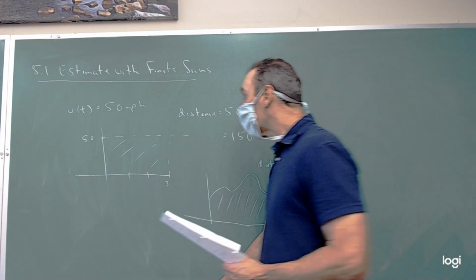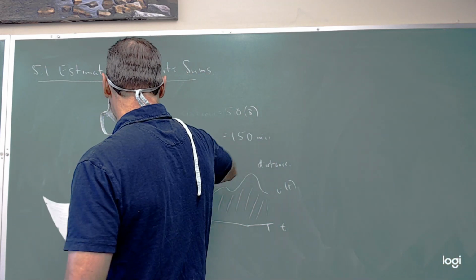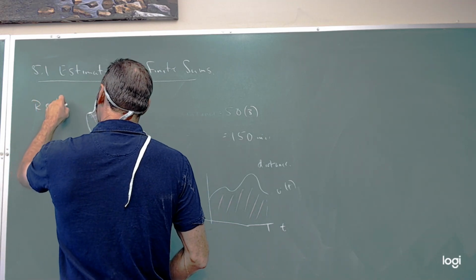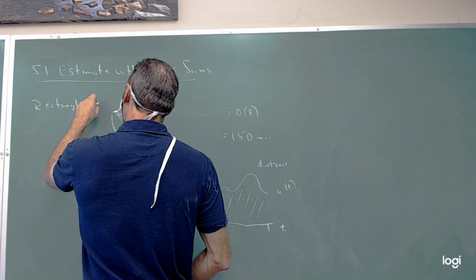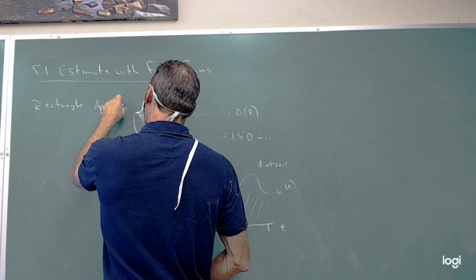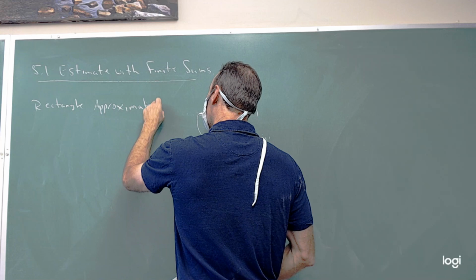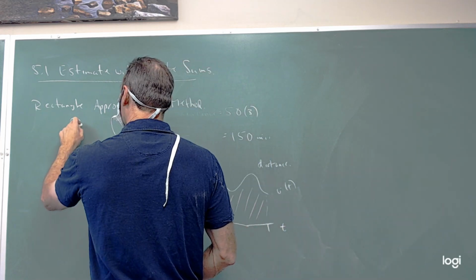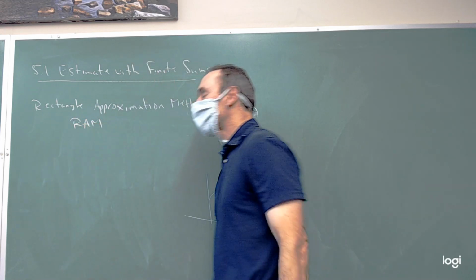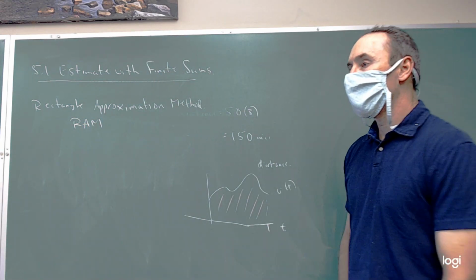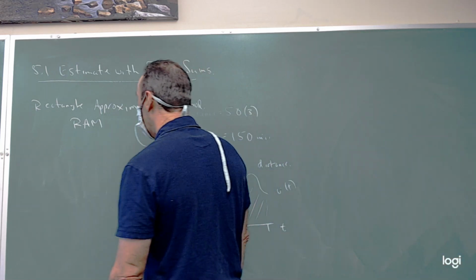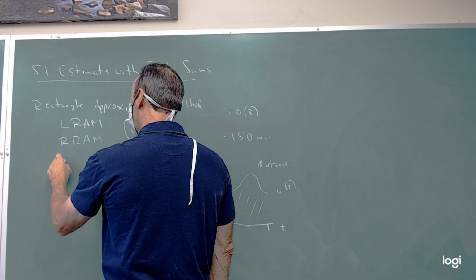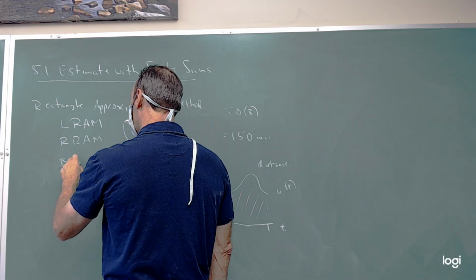So our book kind of makes up its own notation there, and it calls it the rectangle approximation method, which it very cleverly abbreviates as a RAM. So you're going to see this notation that they will ask you to find an LRAM or an RRAM or an MRAM in your homework.